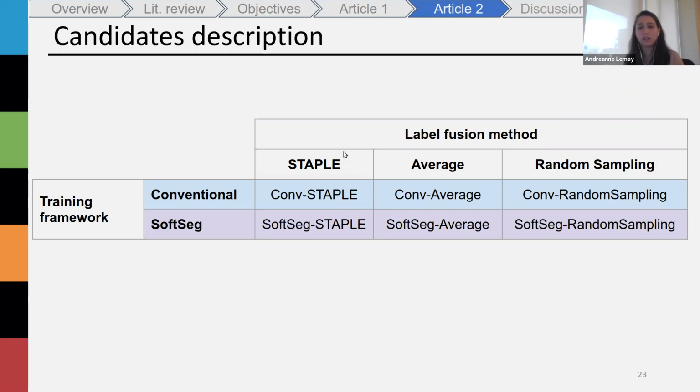So here is the summary of the candidate description. All our columns here represent the label fusion methods, and each of them was paired with the conventional or SoftSeg training framework, which leads us to 6 different candidates.